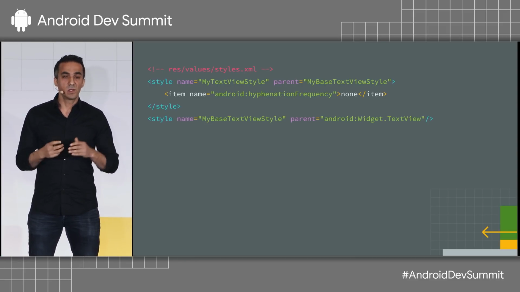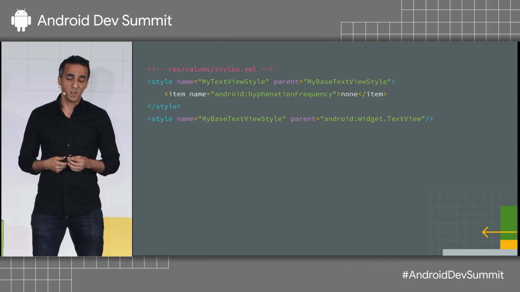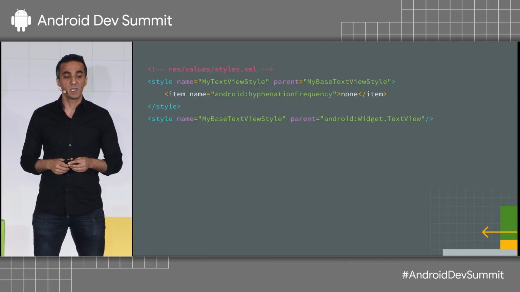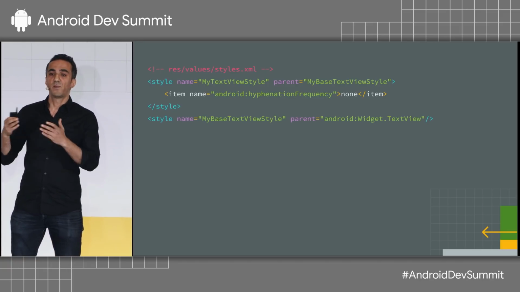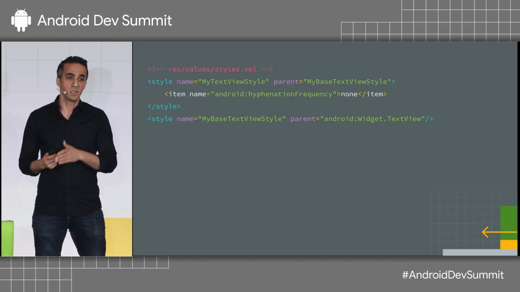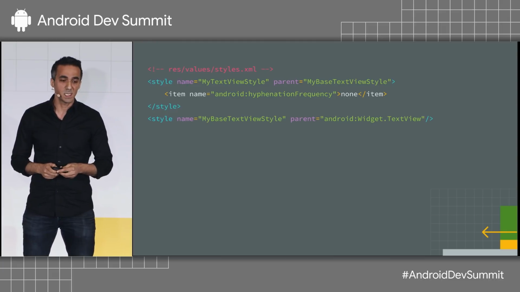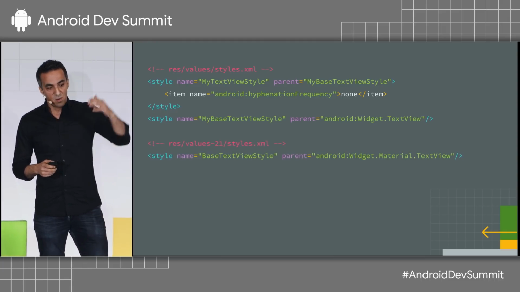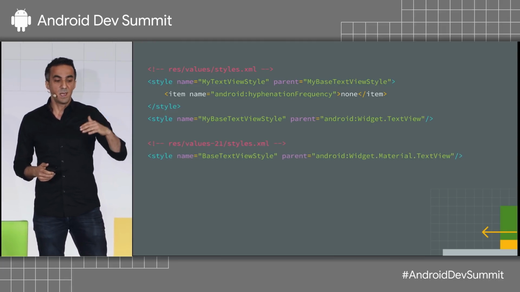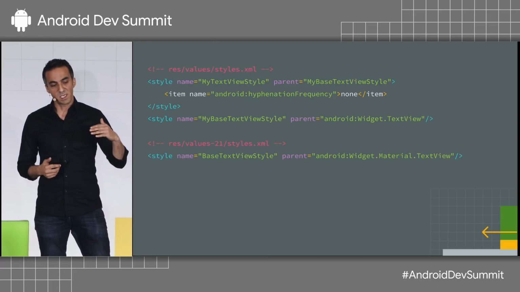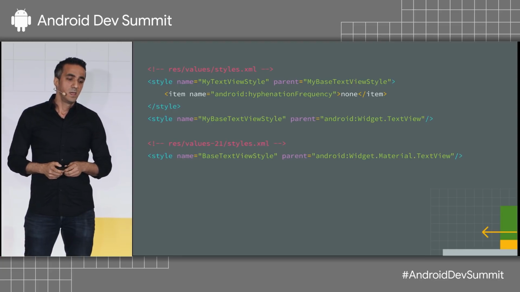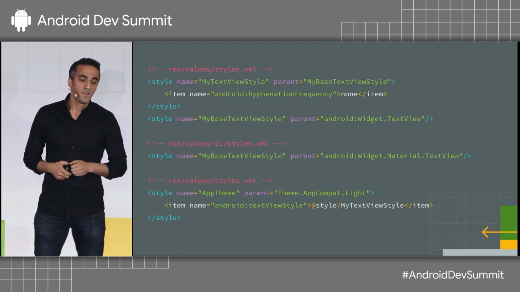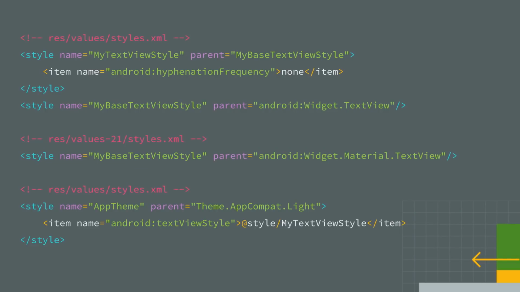What you do is, first you define a new style in your styles XML and turn off hyphenation for that style. You extend this style from a base style in order to handle pre-Lollipop and post-Lollipop cases. And for version 21 and above, you extend this base TextView style from the Material TextView. And finally, in your theme, you set android:textViewStyle to be your new style.